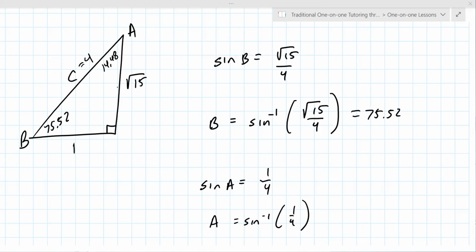I got 14.477, which rounds up to 14.48. Yeah, close enough here. So it all should work. Like it should never violate each other. If it violates, you've done something wrong, you made a mistake somewhere.